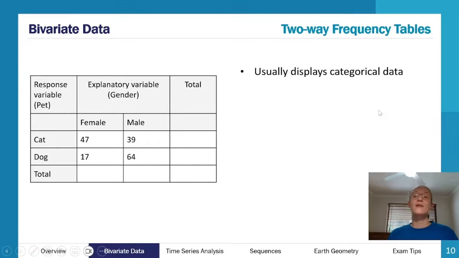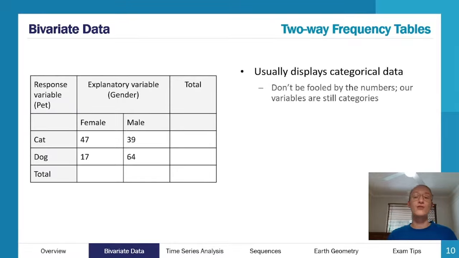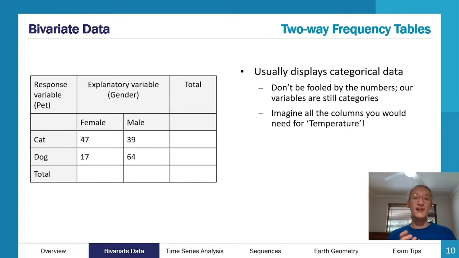So two-way frequency tables, what do we know about them? They usually display categorical data. That's one thing I would like to draw your attention to. Don't be fooled by the numbers, 47, 17, 39, 64. Our variables are still categories.